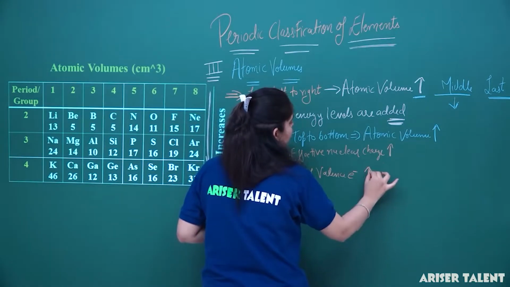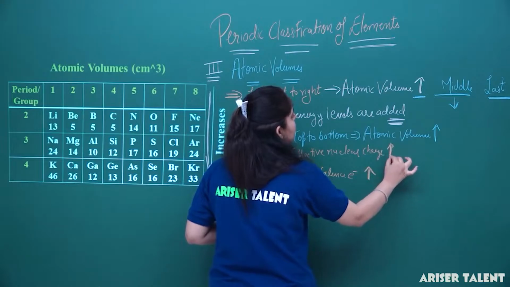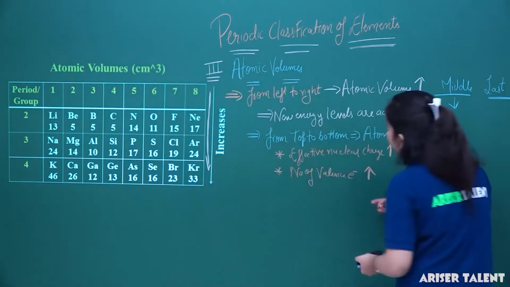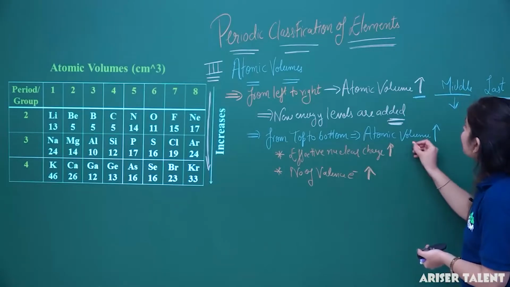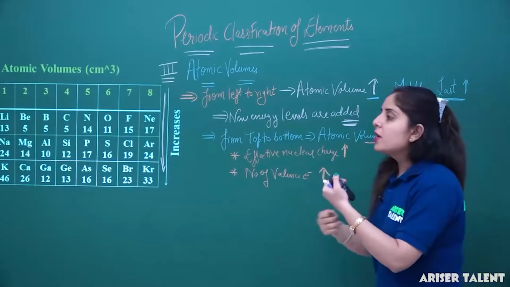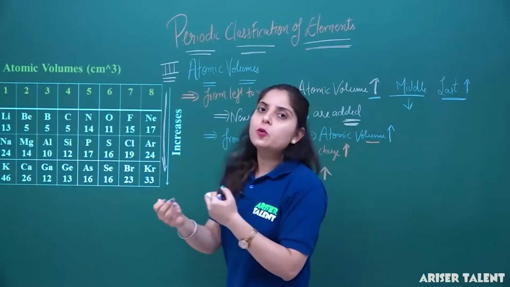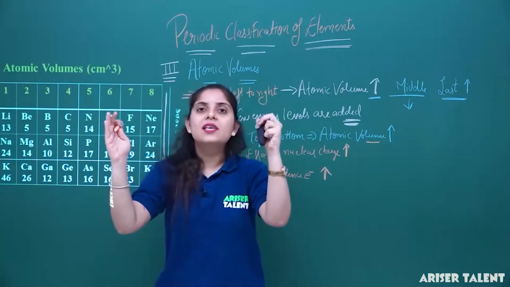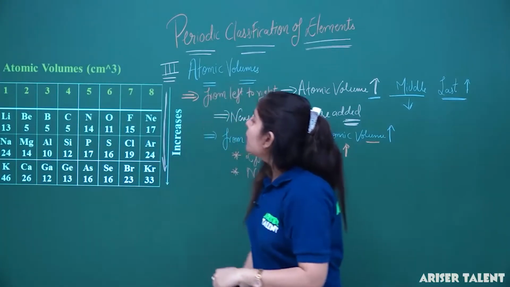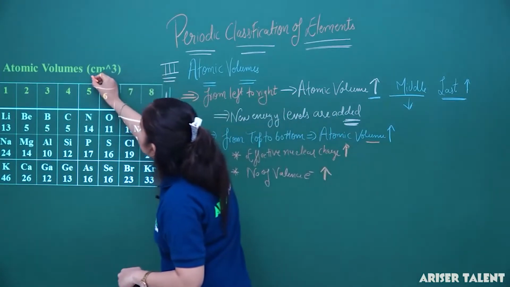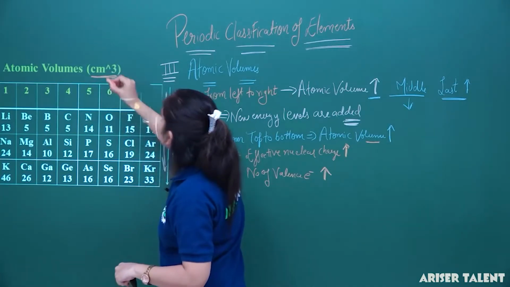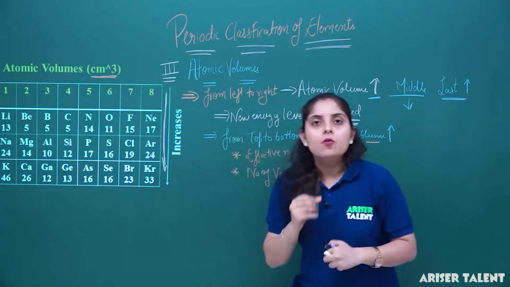Number of valence electrons increases. So, if the effective nuclear charge is increased and the number of valence electrons increases, we can say that atomic volume will gradually increase, because on adding more valence electrons, the size of the atom or the size of the element is going to expand. And we know that atomic volume is generally expressed in centimeter cube. This is the basic unit for representing atomic volumes.